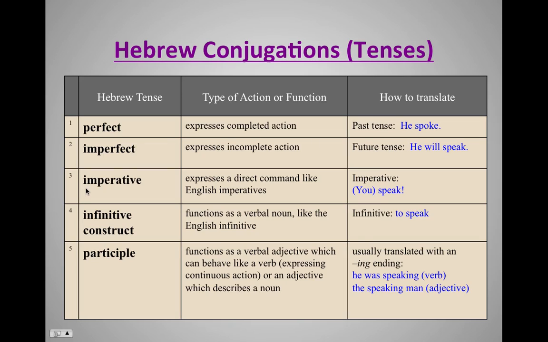Thirdly, we have the imperative conjugation in Hebrew. Imperative verbs express a direct command just like English imperatives. So when you learn the imperative as a vocab term, you want to associate it with a direct command. It works just like our English imperatives. An example of translating it is just like an English imperative.